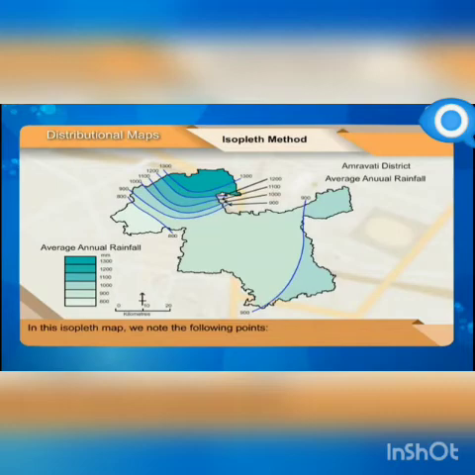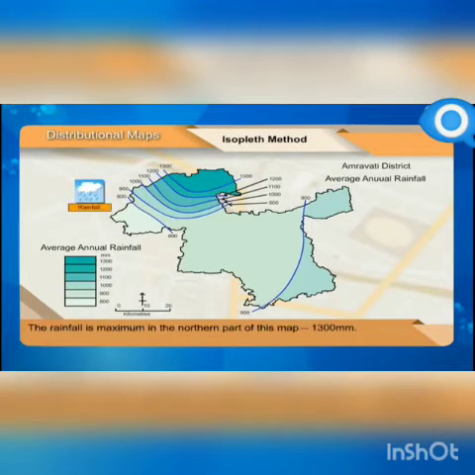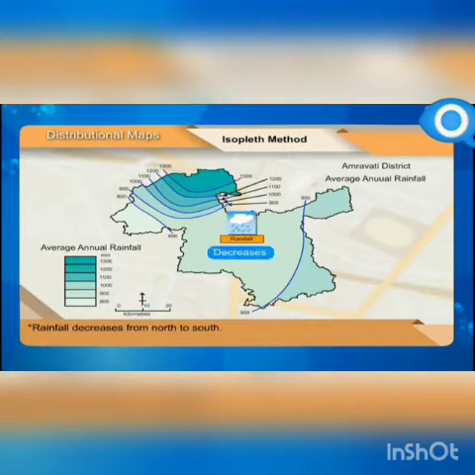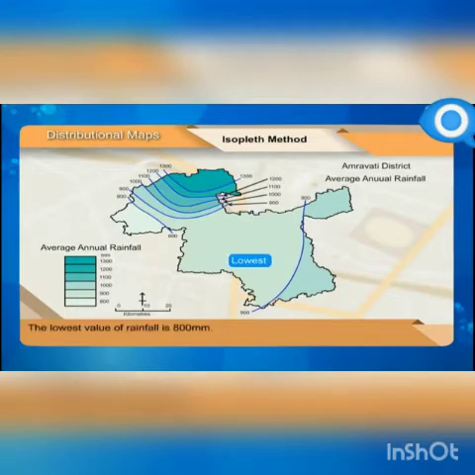In this isopleth map, we note the following points. What are they? The rainfall is maximum in the northern part of the map, that is 1300 mm. After that it is decreasing, 1200, 1100 toward the south side, and the lowest is 900 or 800 toward the southern part.